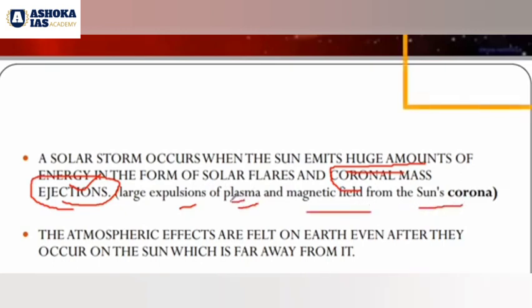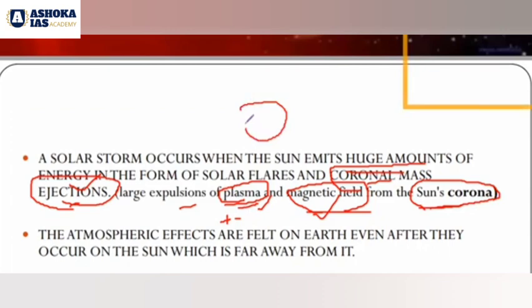Now, what is plasma? Plasma is charged particles, plus and minus, they are charged particles, along with the magnetic field from the sun. So the charged particles and magnetic field that are released from the sun are called coronal mass ejections, and they come from the sun's corona. Corona means the part of the sun at the surface.